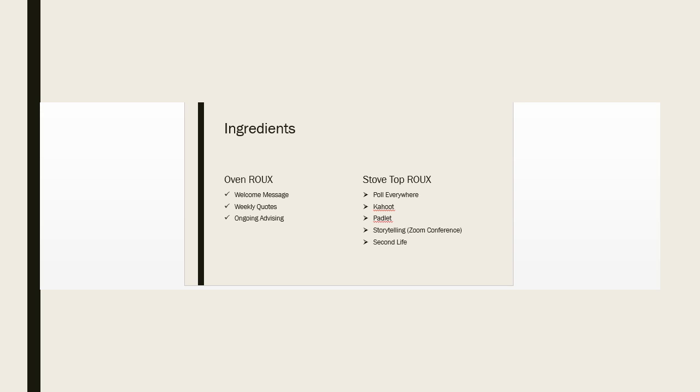The ingredients or elements that can be used for a stovetop roux in order to better engage our students or keep them motivated or active within the course are integrating a Poll Everywhere survey during the first and second week of the course, including a Kahoot activity during the weeks of a quiz or review. Doing so may ease test anxiety in our students. Also including a Padlet activity during one or two of the weekly discussions or a written assignment.